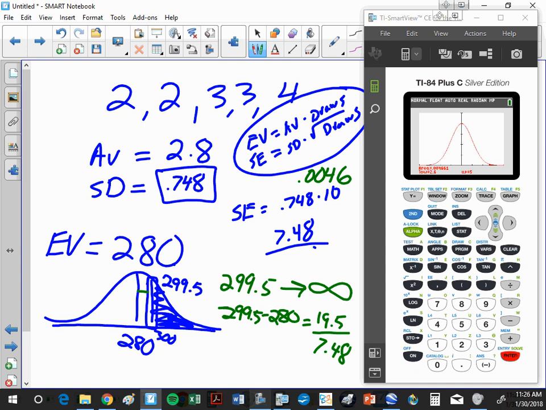Did you add that back for that right edge? No, it's just 0.45. So about 0.5%. So the chance of getting 300 or more is very, very small, 0.5%. Okay? So you understand how we got 0.45 here?